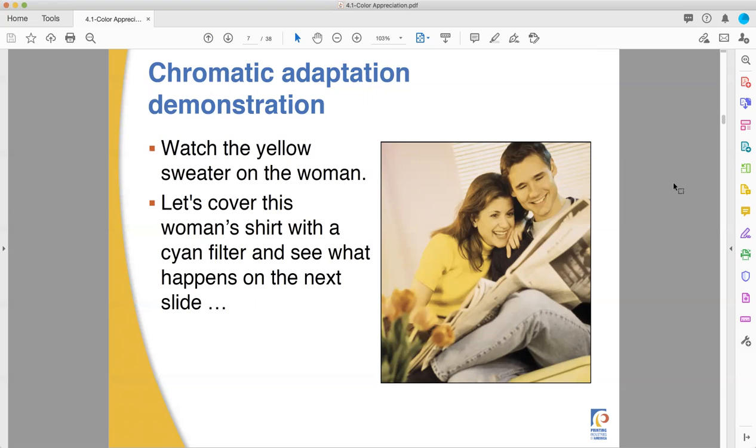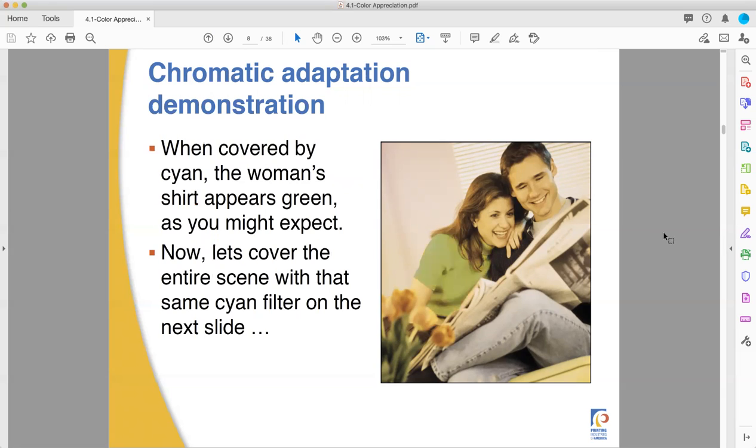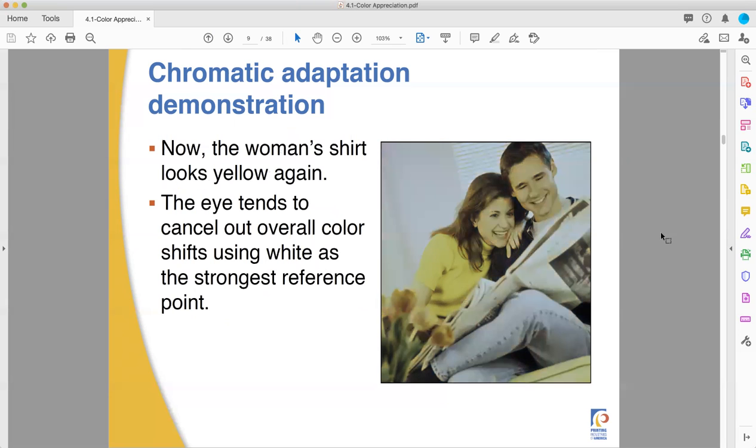If you add blue over yellow, what do you get? Yep. If you cover just her shirt with a cyan filter, her shirt starts to look green. But check this out. If instead of just her shirt, you put blue or cyan over the entire image? Looks yellow again, doesn't it?